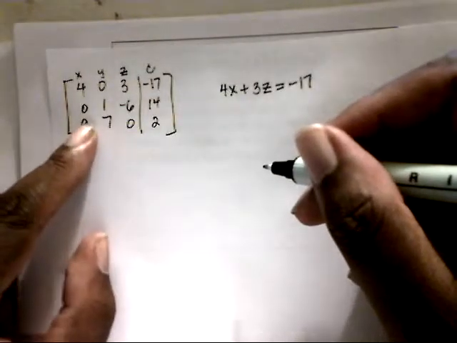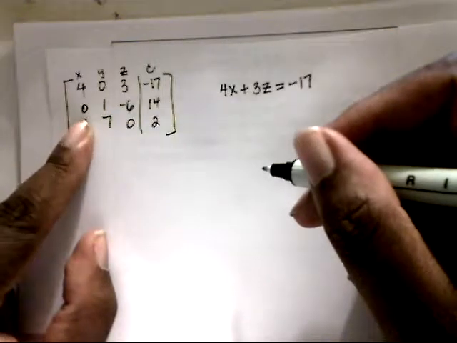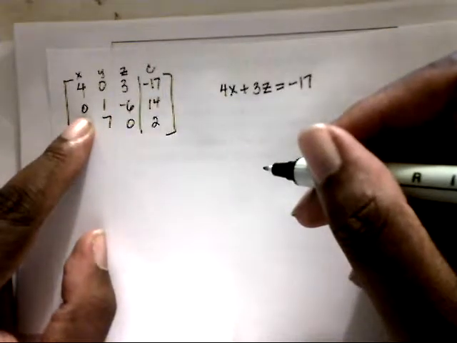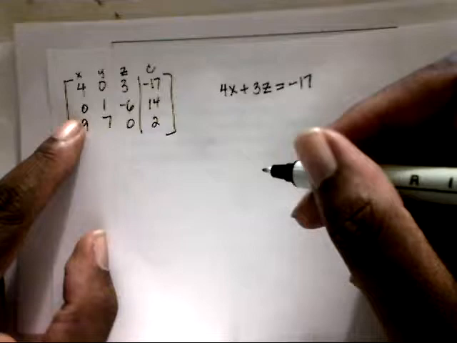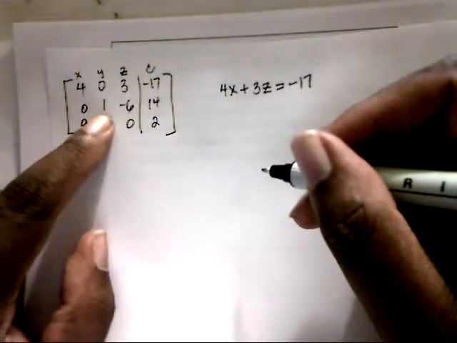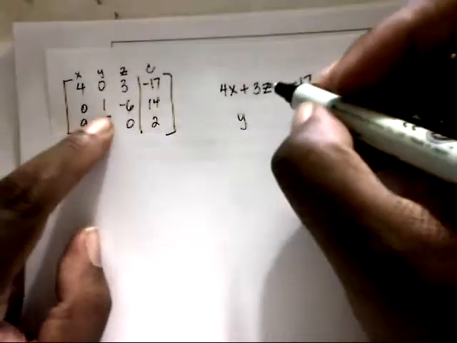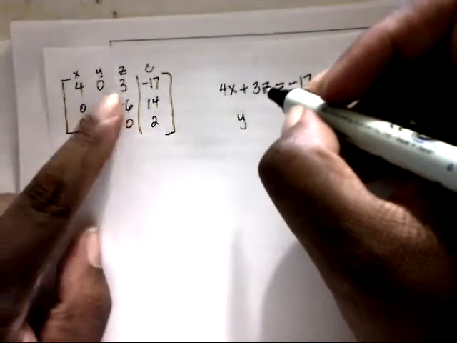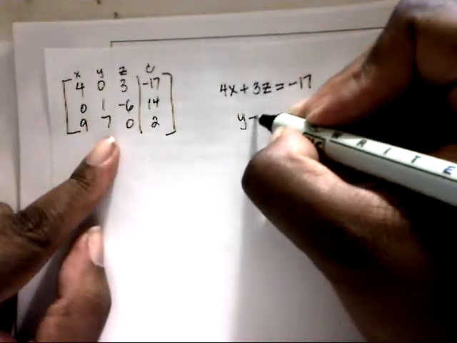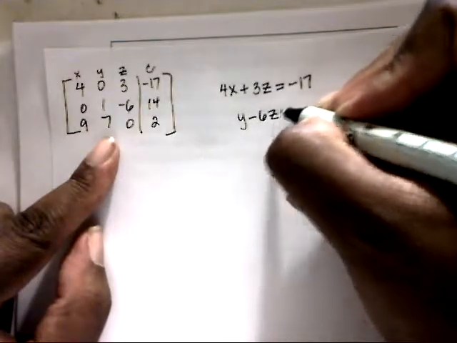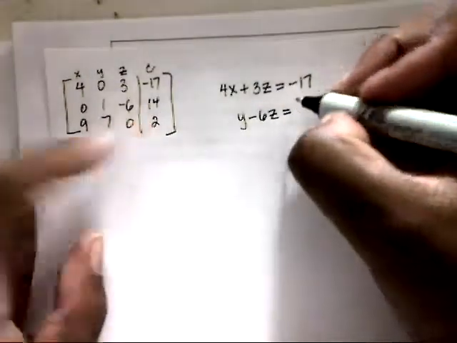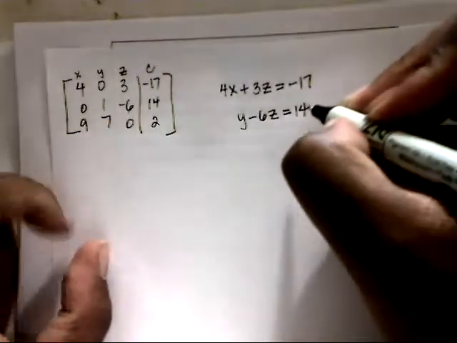Second row, the same way. Here there is a 0 there. That means that the coefficient of x is 0, so we don't have to write that down. The 1 is your coefficient of y, so we just go ahead and write down the y, or 1y if you want to. The negative 6 is your coefficient for z, so we can say minus 6z equals your constant of 14.